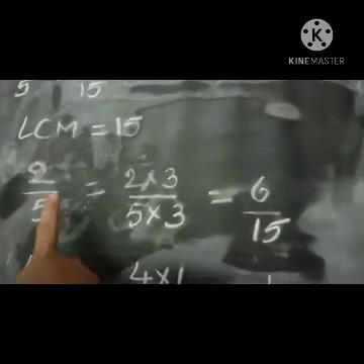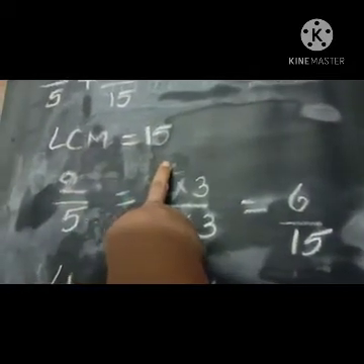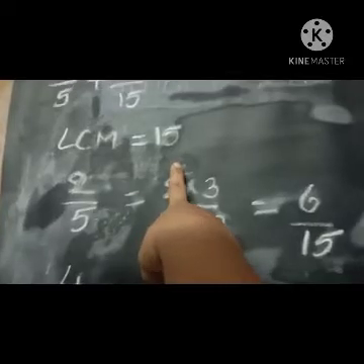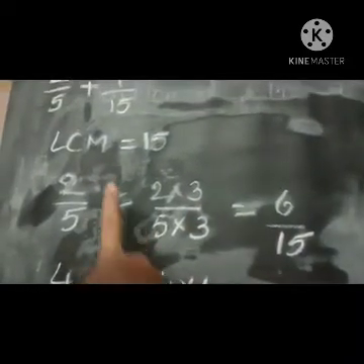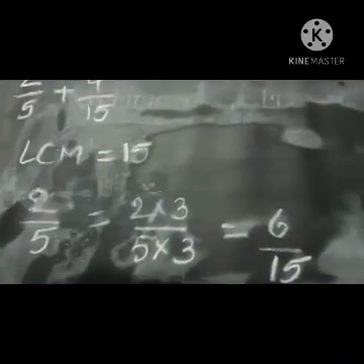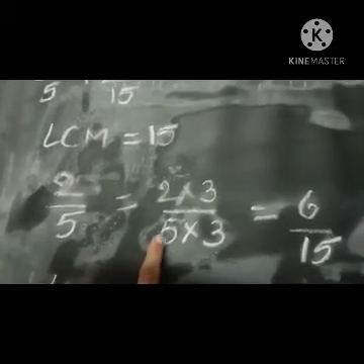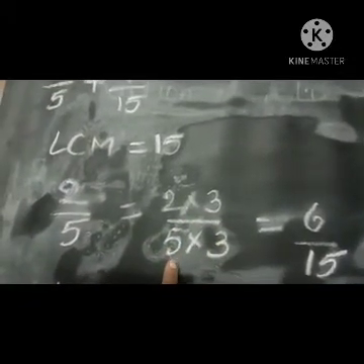The two denominators are different, no? So we have to find the LCM. What is the LCM number? The LCM number is 15. We have to convert both denominators to 15. What is the first one? 2 by 5. 2 by 5 equals 2 into 3 by 5 into 3.